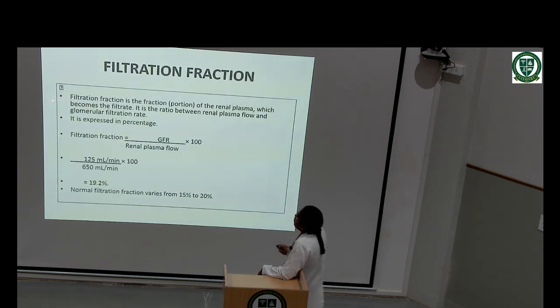This is the filtration fraction. Filtration fraction is the ratio between the GFR, that is glomerular filtration rate, and the renal plasma flow, expressed as a percentage, because of which we multiply by 100. So, 125 is GFR, 650 ml per minute is the renal plasma flow, which gives a percentage of 19.2%. Normally, this filtration fraction varies from 15% to 20%.